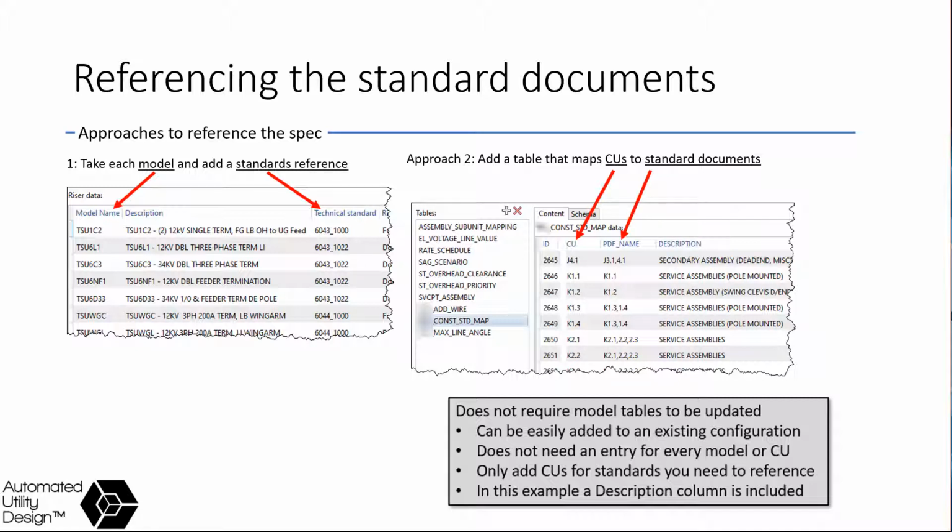Also note in this example that a description column has been included. This column contains the title of each standards document, and we'll use this shortly in one of the examples.